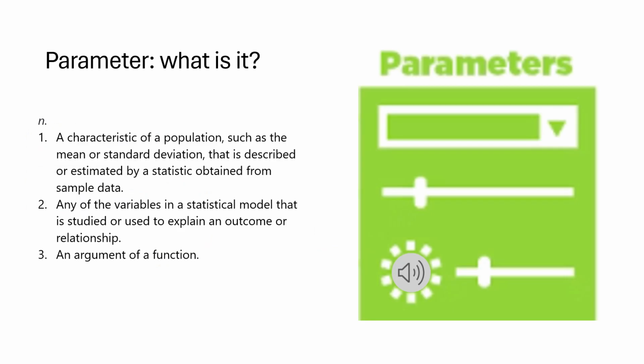Parameter. What is it? A parameter is a characteristic of a population. It is described or estimated by a statistic obtained from sample data. A parameter can also be a variable in a statistical model that is studied or used to explain an outcome. A parameter can also be an argument of a function. For the purpose of this presentation, a parameter will be defined as a variable used to explain an outcome or a relationship.